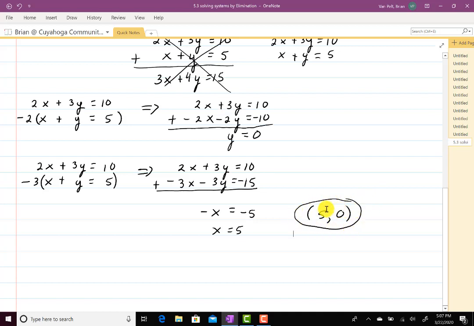For these, it is easy to check yourself. If x were 5, 2x would be 10. The y being 0, this works out, and then x equals 5 and y equals 0 works out for the second equation.